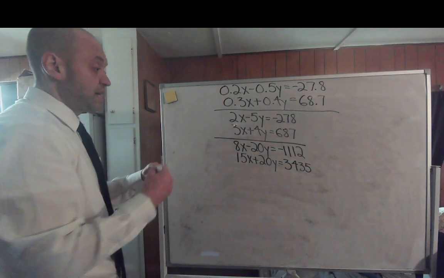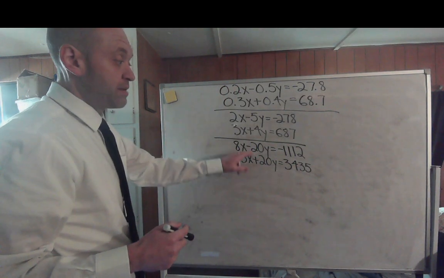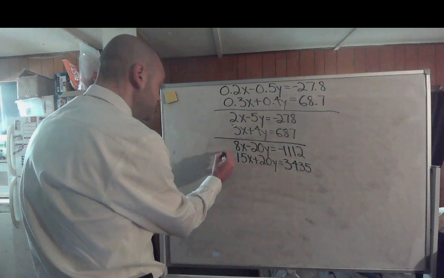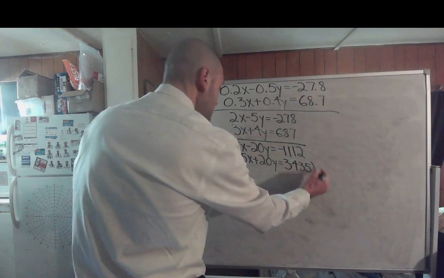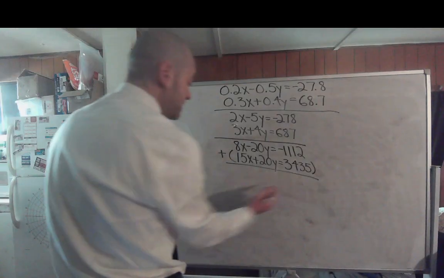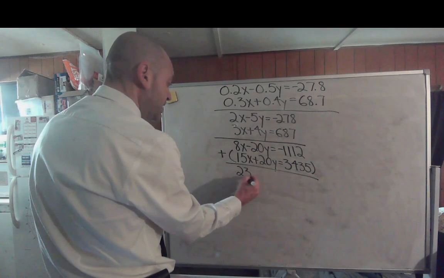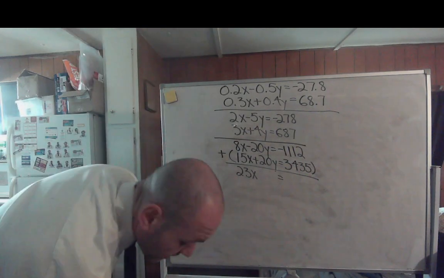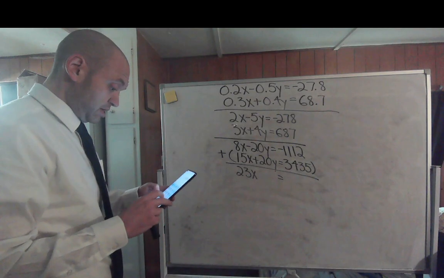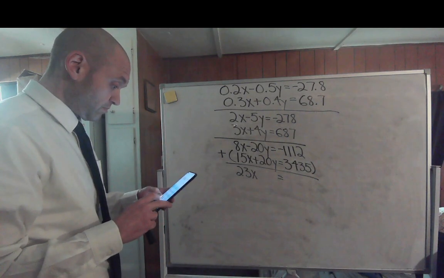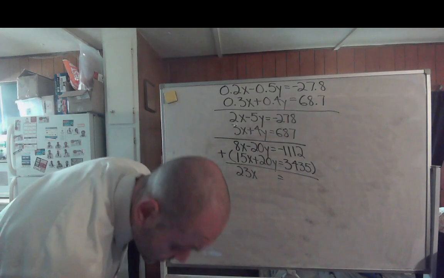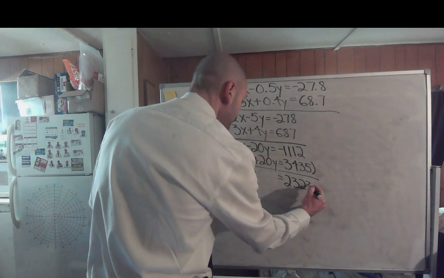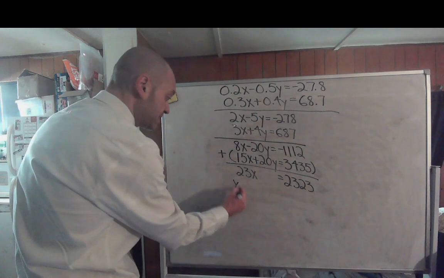Well, at least you have the same coefficients on the y, with one being positive and one negative. So now all you have to do is add these two equations. The y's will cancel out. You should get 23x equals that piece right there, equals 2,323. So let's see what x equals.